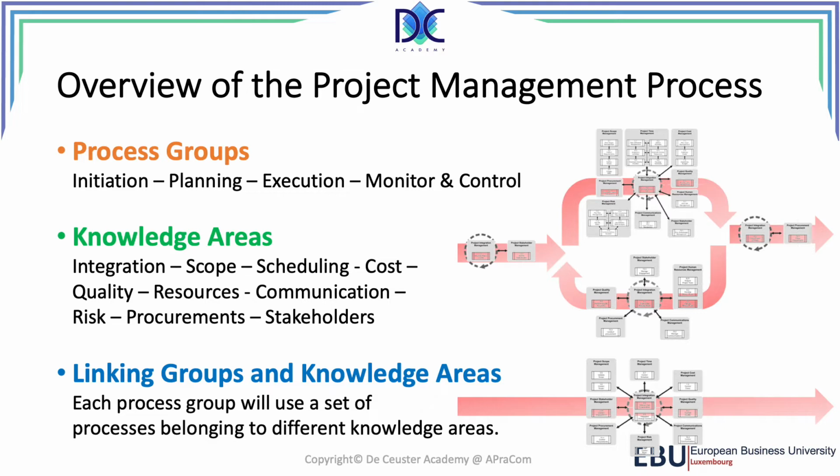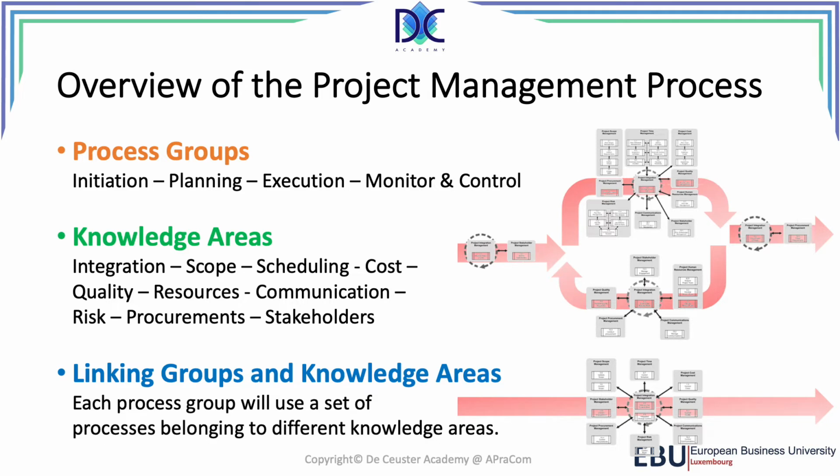Now, when you see a process with a dotted circle around it, this is what we call the integration processes. We will talk about that later, because those integration processes basically don't do anything specific, but all the other processes that are around are in fact the processes that will be integrated. For example, creating a project charter will be integrated to create a project management plan, and so on.